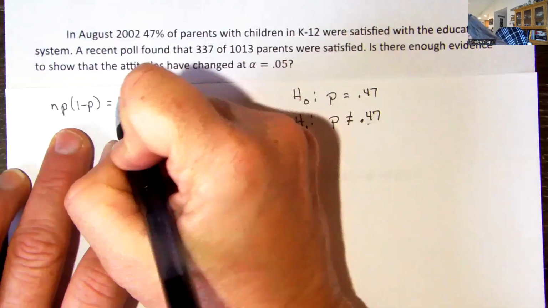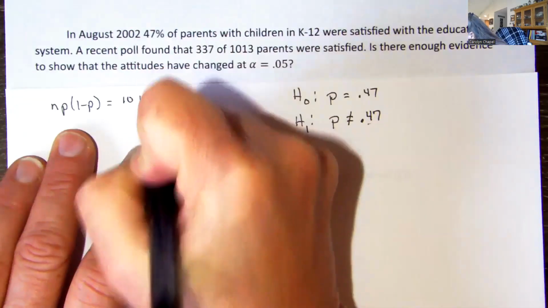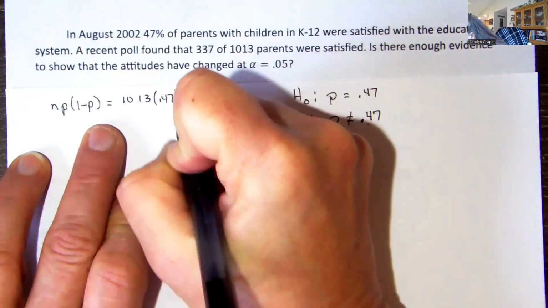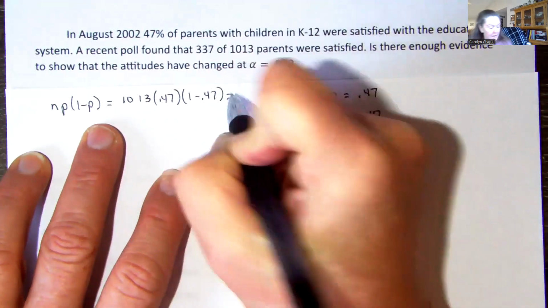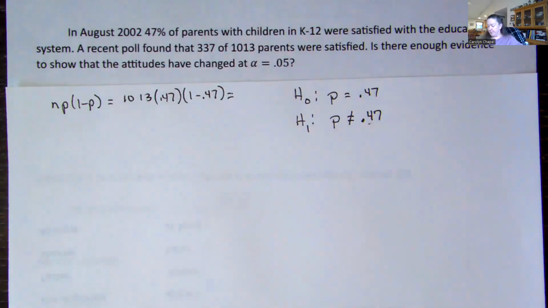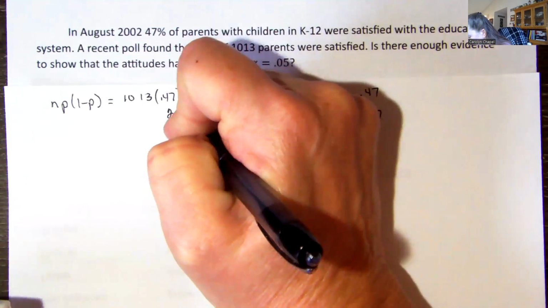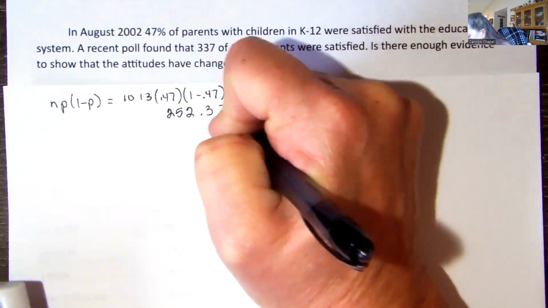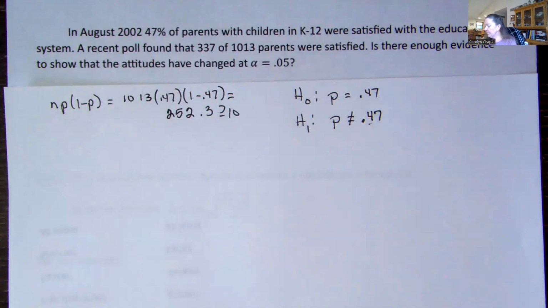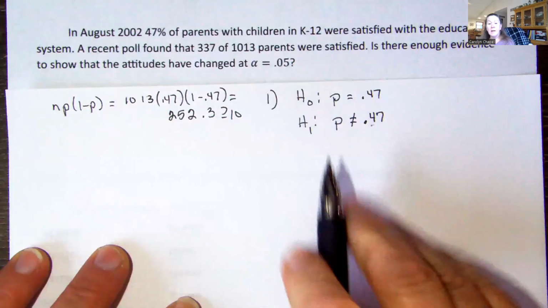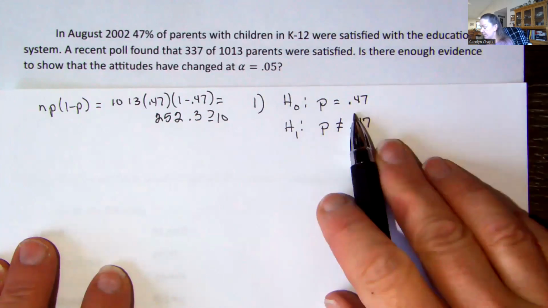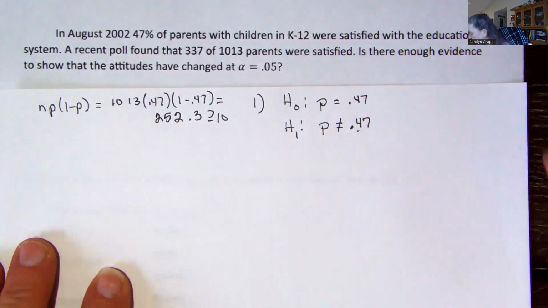So our n is 1013, p is 0.47, 1 minus p. And I'm going to calculate that value. And I get 0.3, which is way more than 10. We're good to go. Okay, so step 1 is writing my hypotheses. We did that: equal to 0.47, not equal to 0.47.